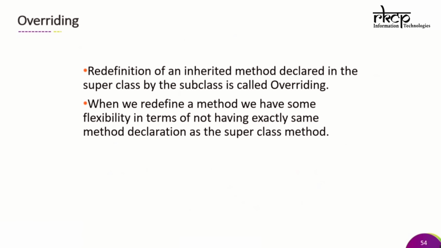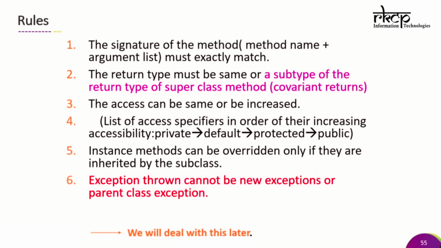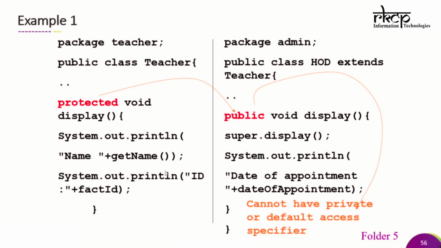But suppose the child class wants to write the same method again. In this example, I have a package teacher and a package admin, and here I have one protected member, protected void display. Since HOD is a child of teacher, all teacher properties will by default come here. The display method automatically comes here. But what this HOD class wants to do is write the display method again.